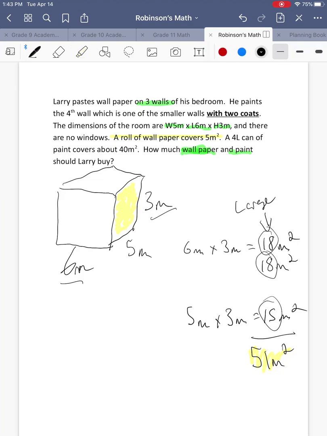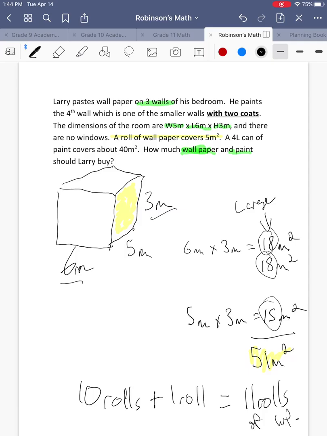But unfortunately, when you go to Home Depot or Rona or wherever you buy your home improvement supplies, they're not going to sell you just part of a roll, so you have to buy another whole roll. So you need 10 whole rolls, and then a part of another roll, so you're going to have to buy a whole another roll. So 10 rolls plus 1 roll equals 11 rolls of wallpaper. That's the answer to the first question.